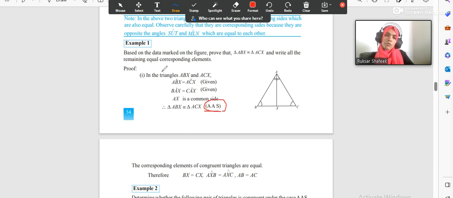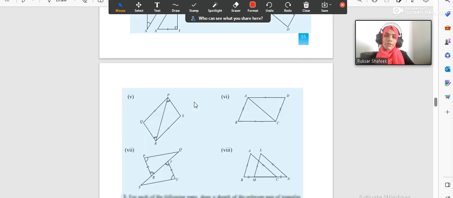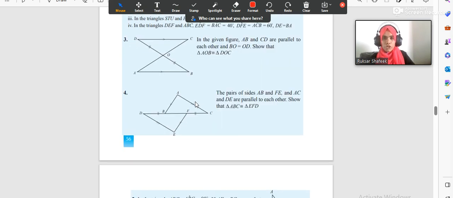And then if they ask you to show all the remaining equal corresponding elements, you have to show that AB is equal to AC, BX is equal to CX, and the remaining angle, AXB, is equal to AXC. So, that is about that part as well. In this also we can look into one or two questions.